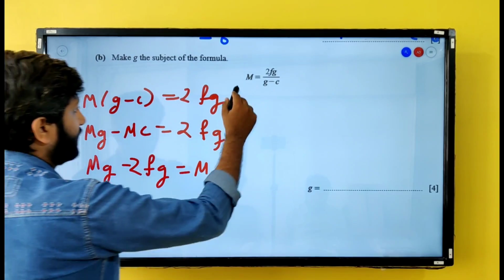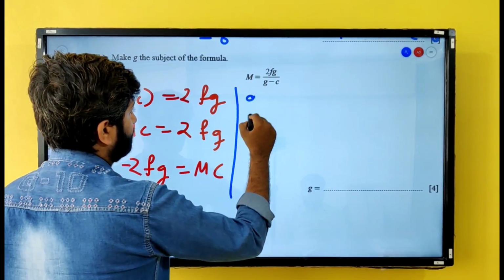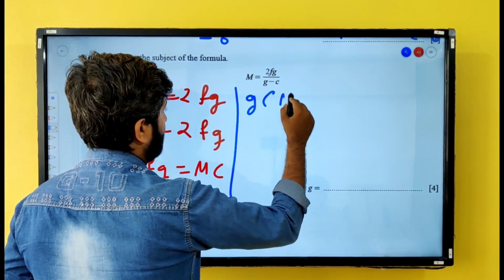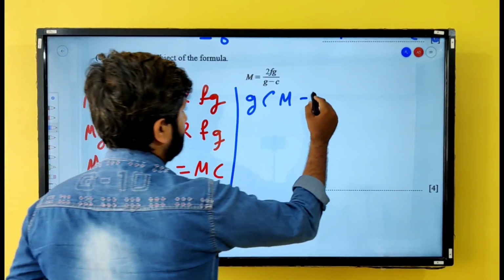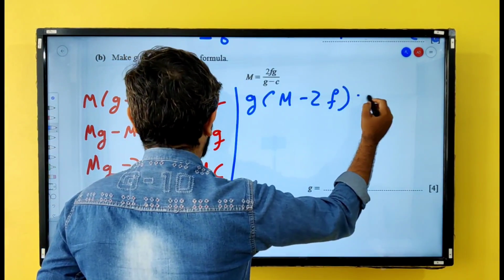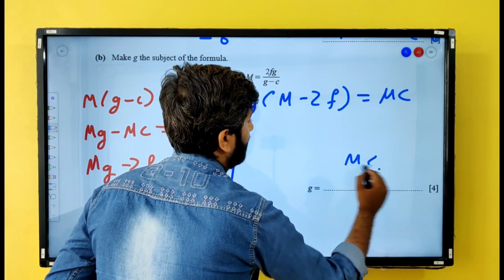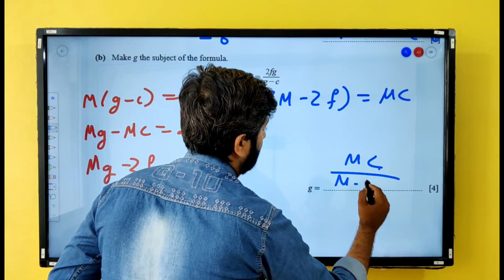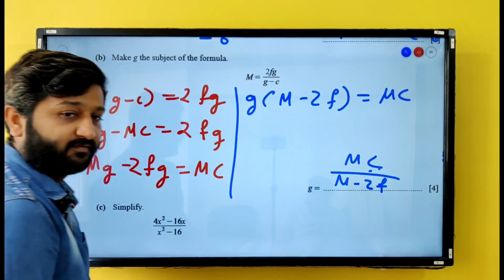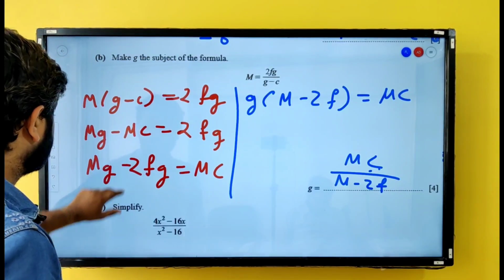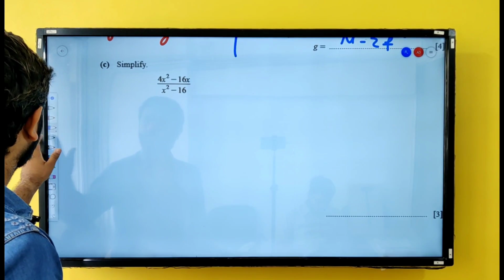So from here I can take G common. So I have m minus 2F is equals to mc. So from here my G is going to be mc over m minus 2F. Right? Next question.